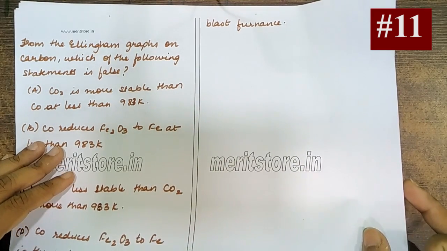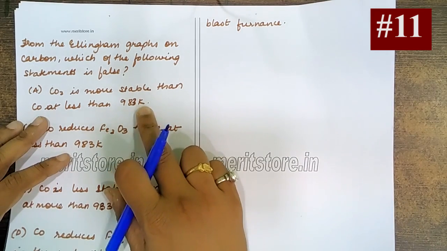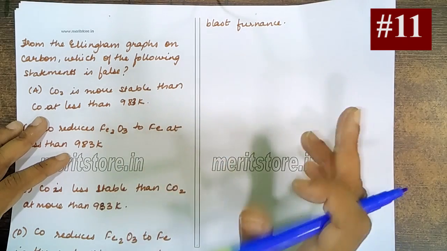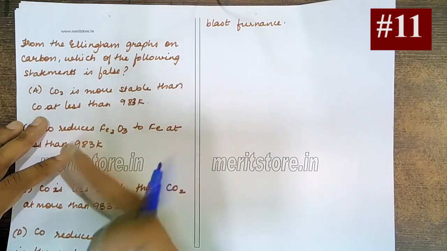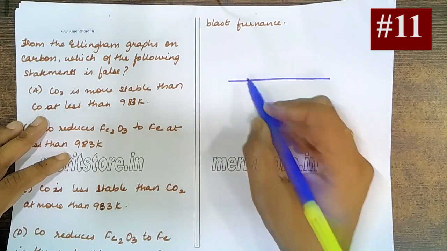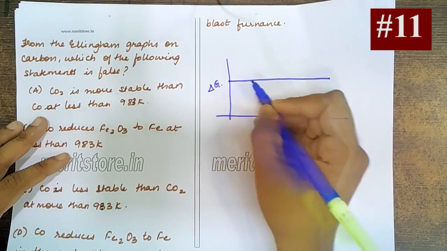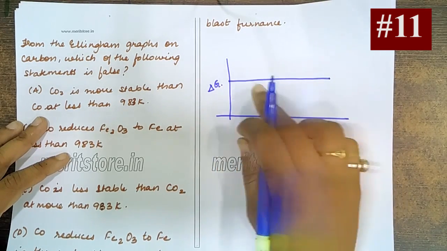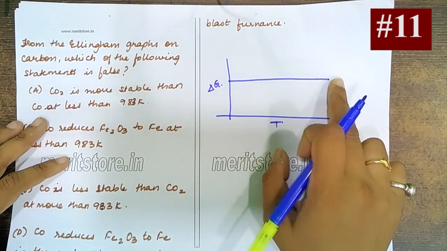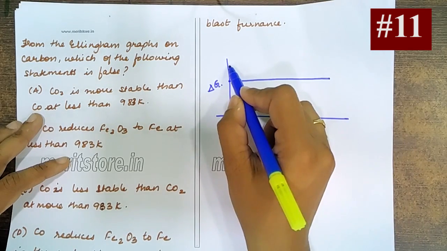From the Ellingham graph on carbon, which of the following statements is false? CO2 is more stable than CO at 393 Kelvin. It's absolutely right. If you remember the graph of CO2, it is generally horizontal, which is parallel. Generally the Ellingham diagram is the graph of delta G versus temperature. This is generally horizontal, indicating its formation is independent of temperature, while the carbon monoxide graph is always decreasing.